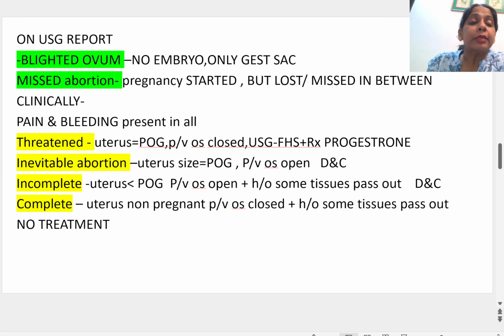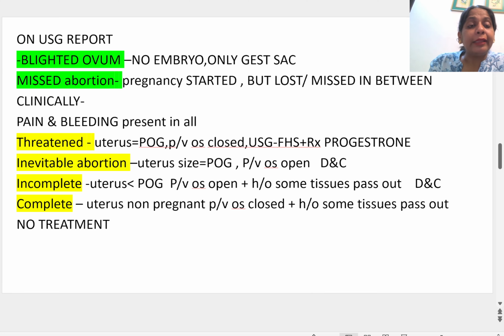And what is missed abortion? Missed abortion just means that pregnancy started, but it was stopped or missed in between. So blighted ovum is also a type of missed abortion.